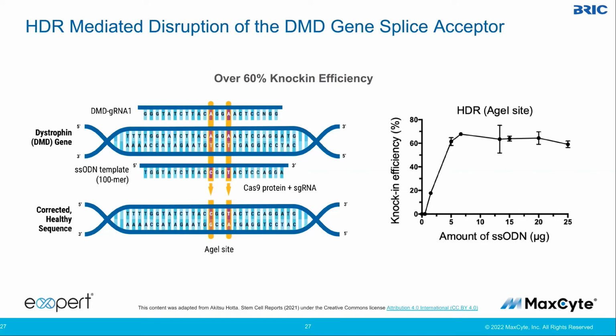But before doing that, we did optimize the knock-in efficiency of this ssODN. So you can see that with varying concentrations of the ssODN, you can get over 60% knock-in efficiency. And I think this is pretty important because in this case, no small molecule HDR enhancers were used, no temperature shifting. It was just electroporation alone. So basically, this data demonstrates that out of 10 clones, you should have at least 6 with the desired HDR knock-in of your ssODN template.